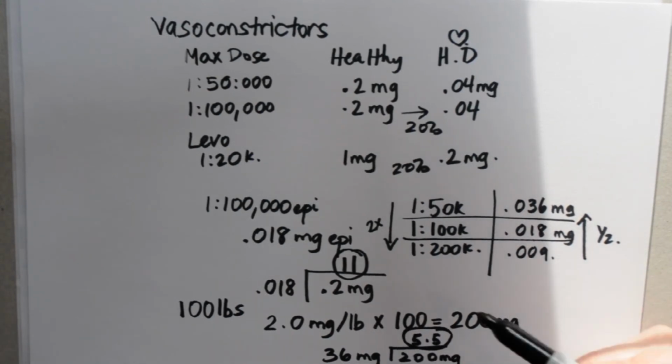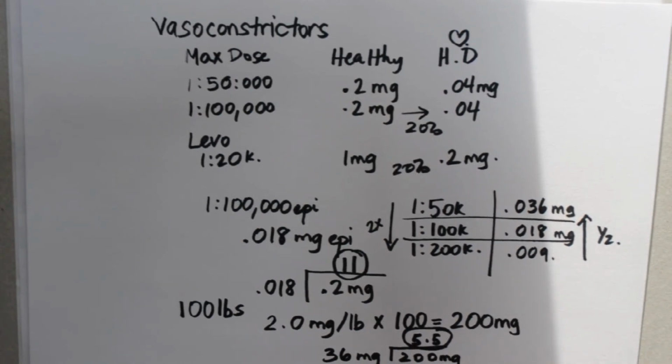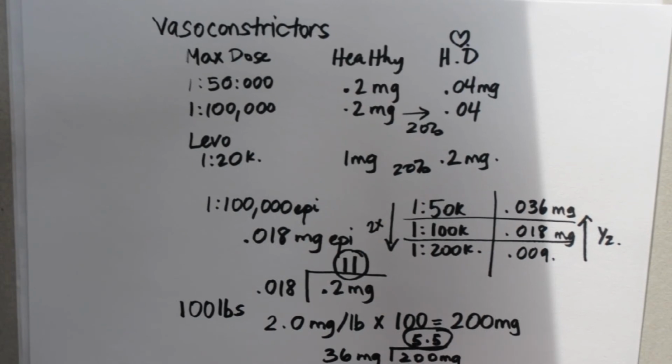And so now what we need to do is compare. We're limited to 11 carps in terms of epinephrine, but we're limited to 5.5 carps by the lido. So we want to take the smaller number, and that is going to be the maximum dose that this 100-pound person can have of lidocaine 2% with 1 to 100,000 epi.